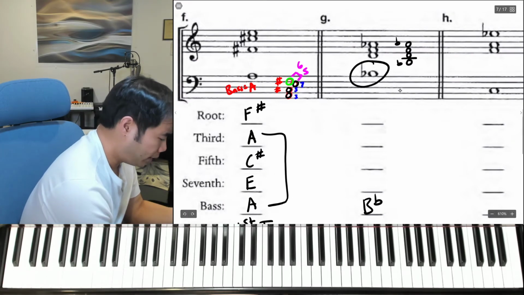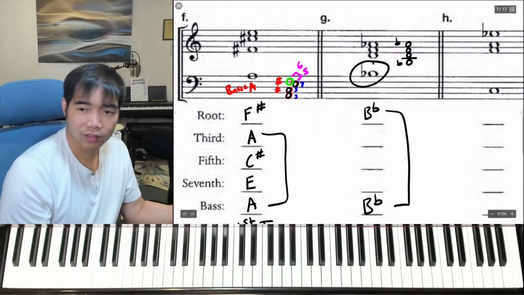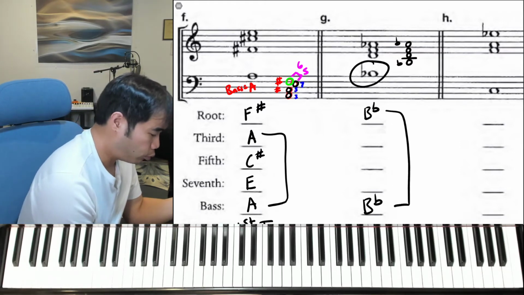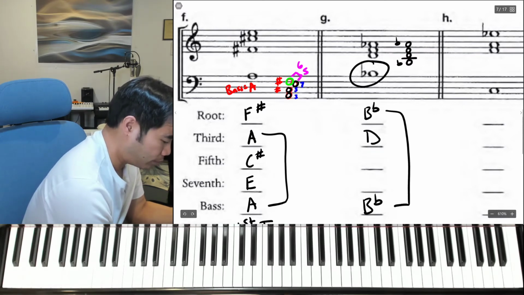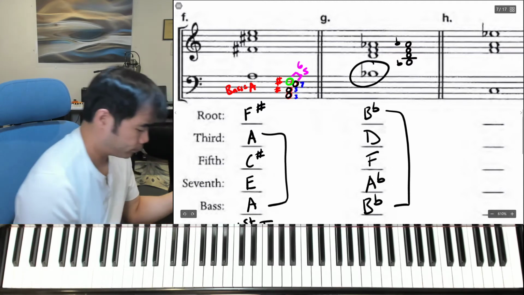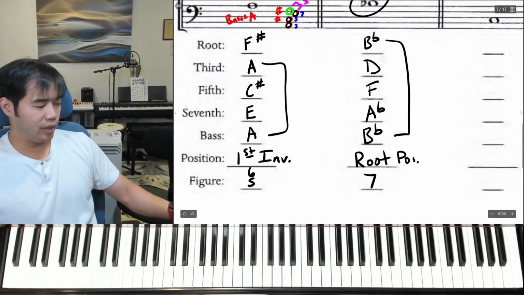All right, because they're all spaces. So the root is B flat, which means the bass is the root. Which means we're in root position, of course. The third is D, the fifth is F, excuse me. And then the seventh is A flat. Root position, since the root is the bass. And of course, the figured bass symbol for that is simply 7.